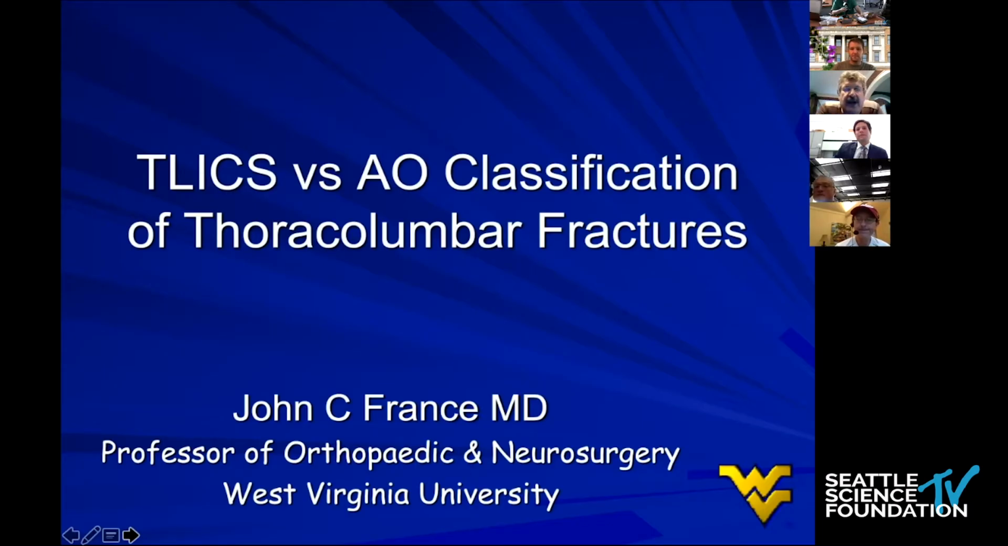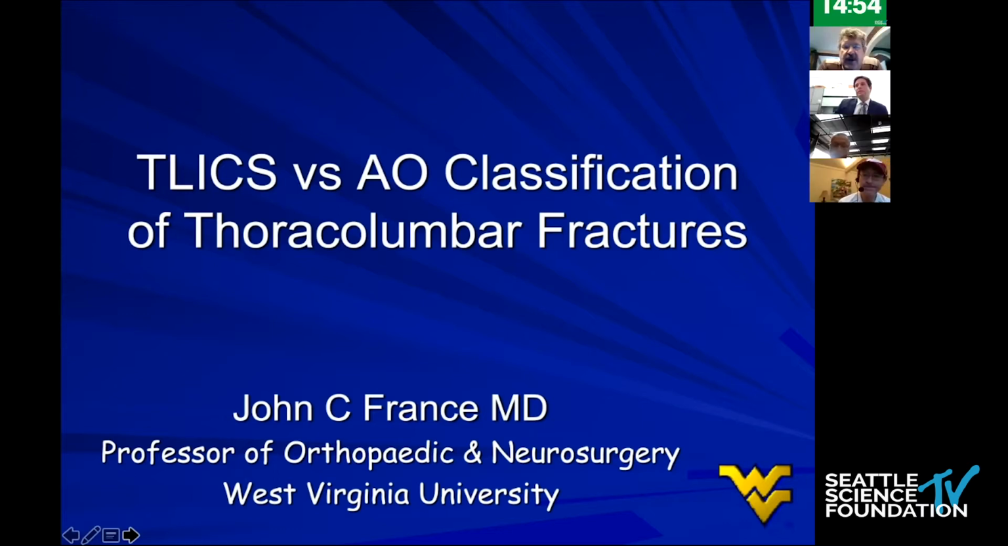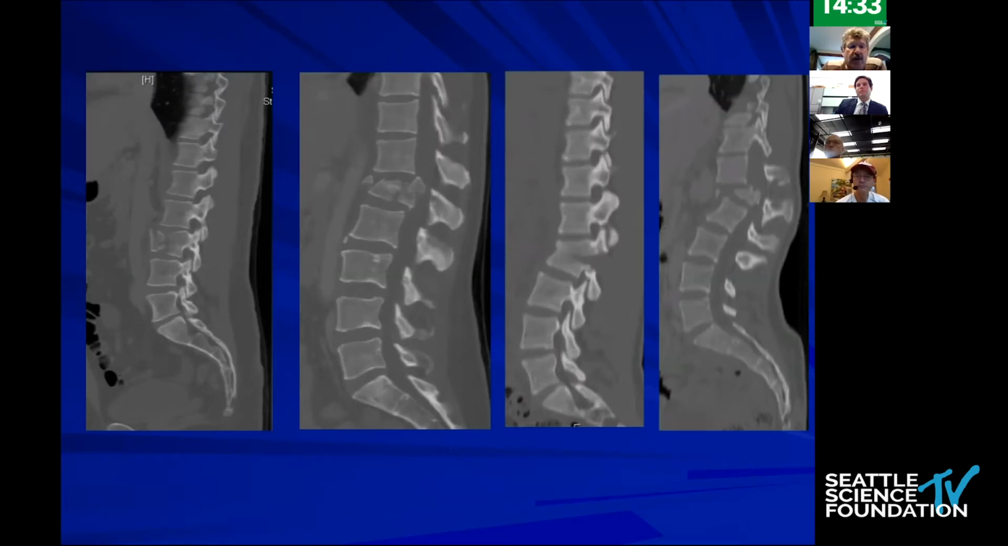We're going to talk about TLICS versus the new AO classification, which is really how we're starting to think about these classifications. But we'll talk a little bit about how we evolved into that position. When we look at these fractures, you can see there's a variety of patterns to thoracolumbar fractures, and keep this slide in mind because we'll come back to this shortly.